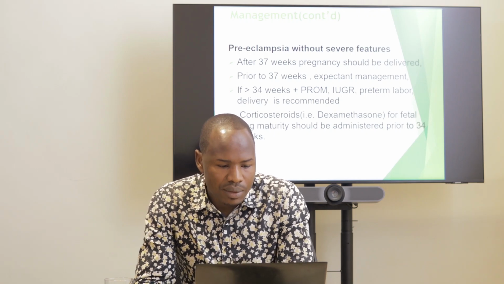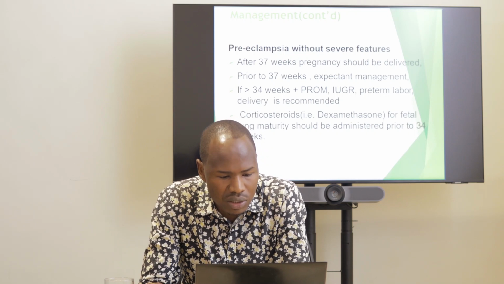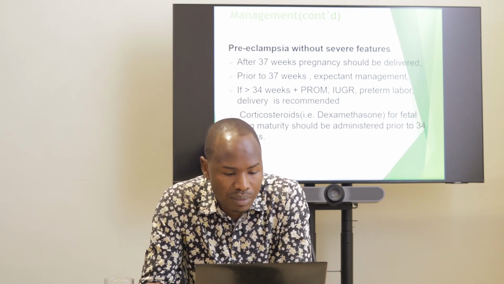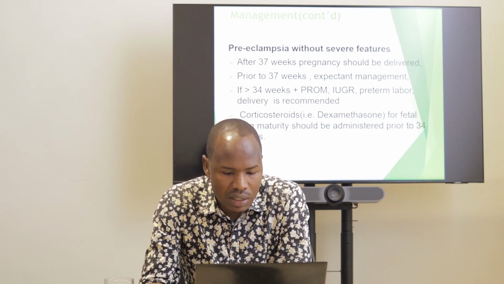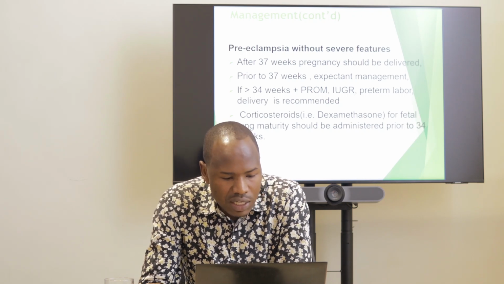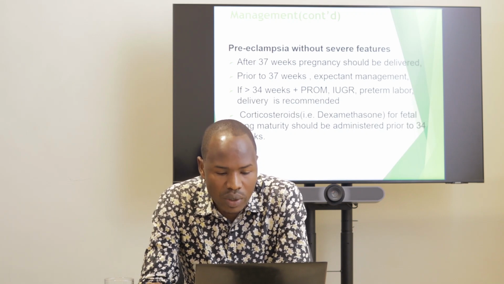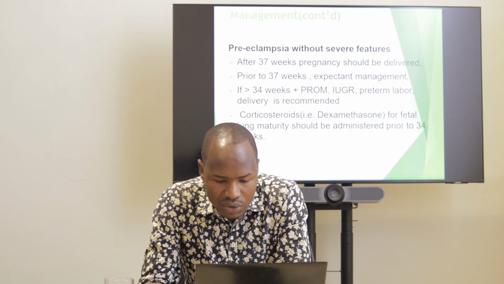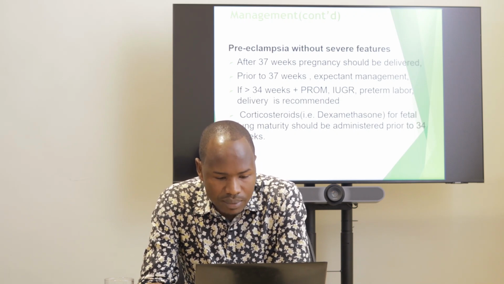Continuing to management, preeclampsia without severe features, after 37 weeks of pregnancy, we have to deliver the baby. If it's prior to 37 weeks, we do expectant management. And if it's greater than 34 weeks with premature rupture of membrane, intrauterine growth restriction, preterm labor, in this case, delivery is recommended.